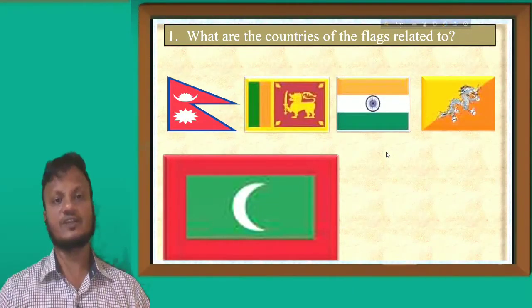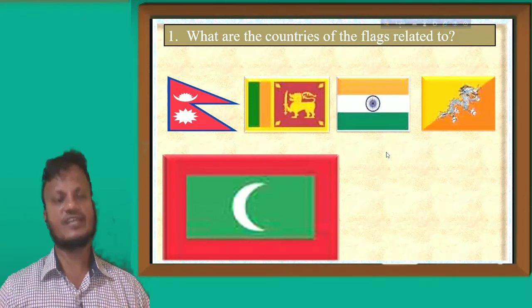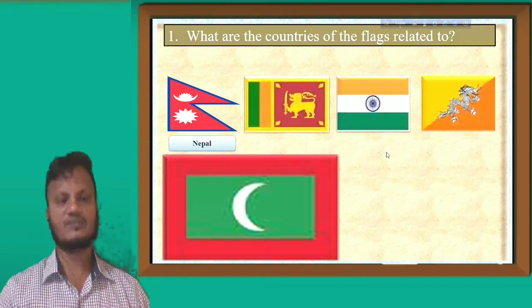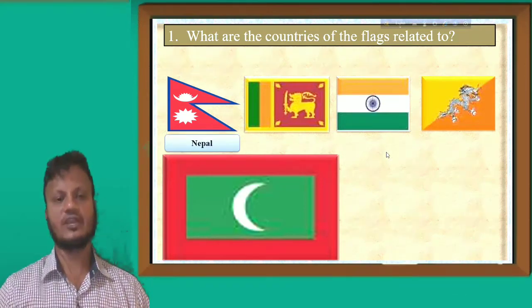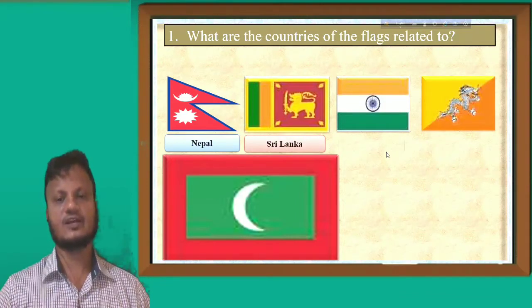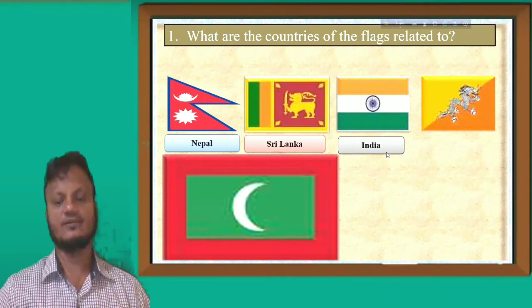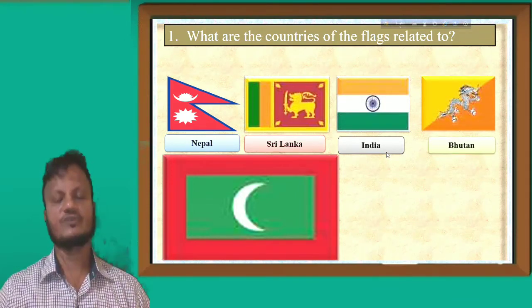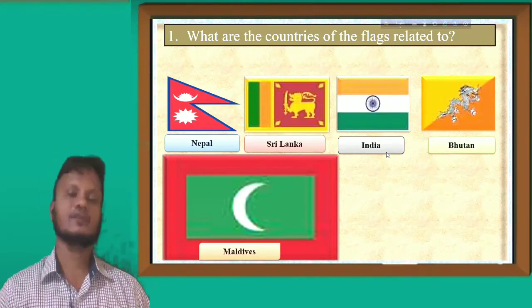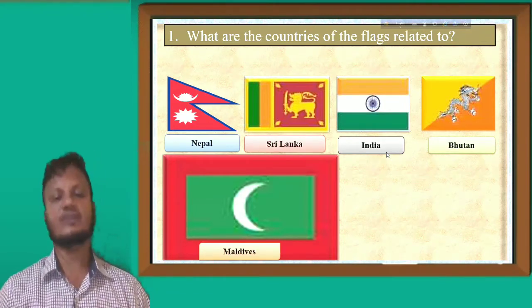Dear learners, now look at the screen. Here are 5 flags of different countries. Now, can you tell me what countries the flags are related to? Yes, the first one is Nepal, the second one is Sri Lanka, the third one is India, the fourth one is Bhutan, and the last one is Maldives. Okay, dear learners, they are our neighboring countries.